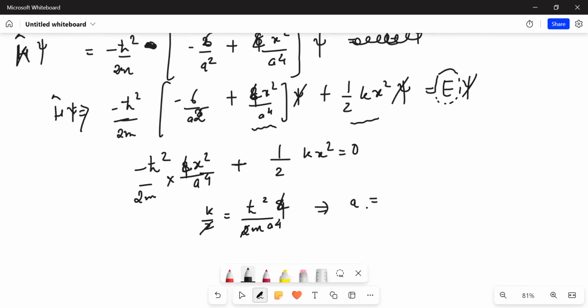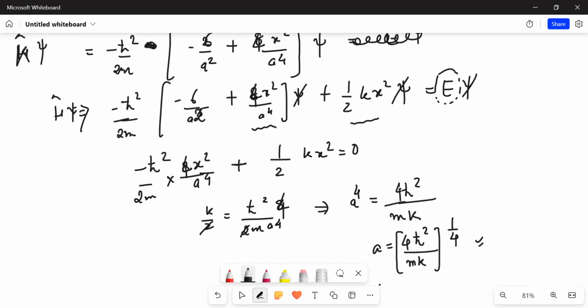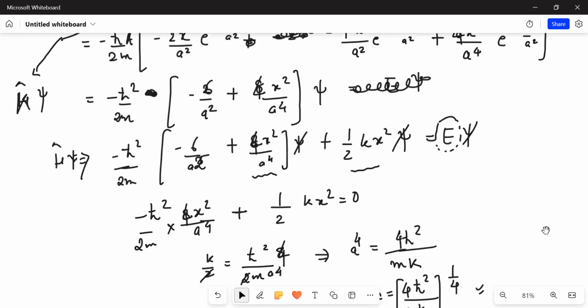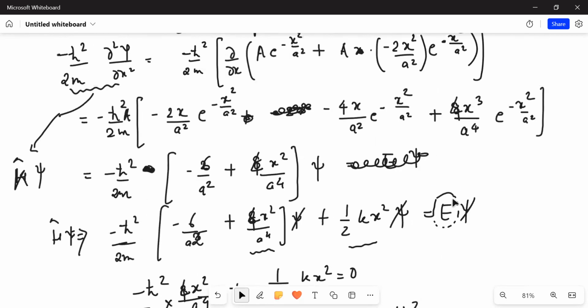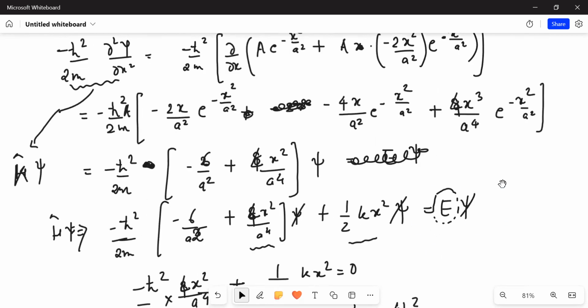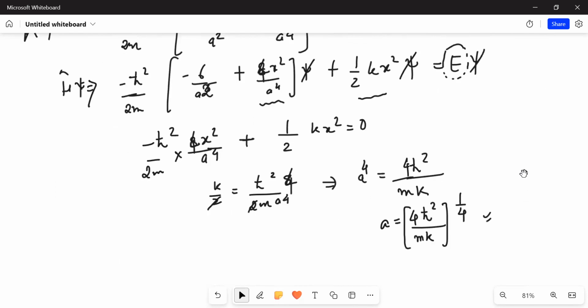So a raised to power 4 would be equal to 4ħ² divided by mk. And what would be a? a would be simply (4ħ² upon mk) all raised to power 1 by 4. So this is the value of a. The concept involved was the constancy of E in case of the time-independent Schrodinger equation.